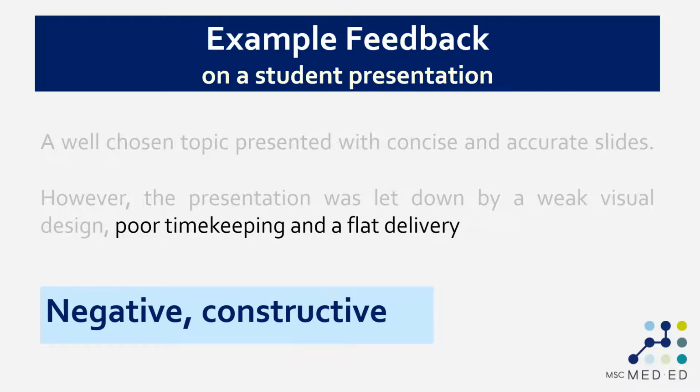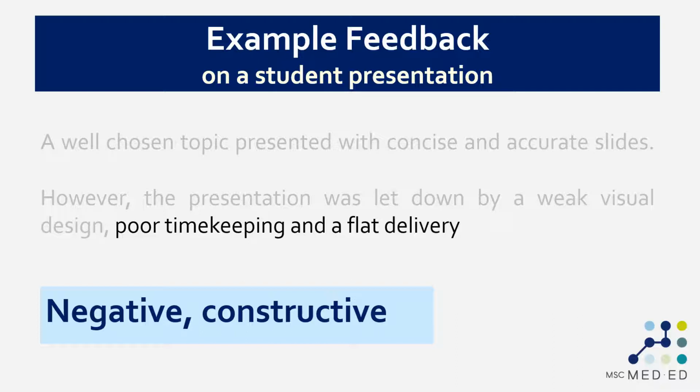We don't have to spell out quite so explicitly every time what it means to improve a particular activity. For example, when we say that something's shown poor timekeeping, it's quite clear how that can be improved by having better timekeeping. A flat delivery, more or less the same. It's clear that to inject a bit more energy would be a way of addressing this piece of negative feedback. However, as we talked about before, it's better still to strive for positive constructive feedback.